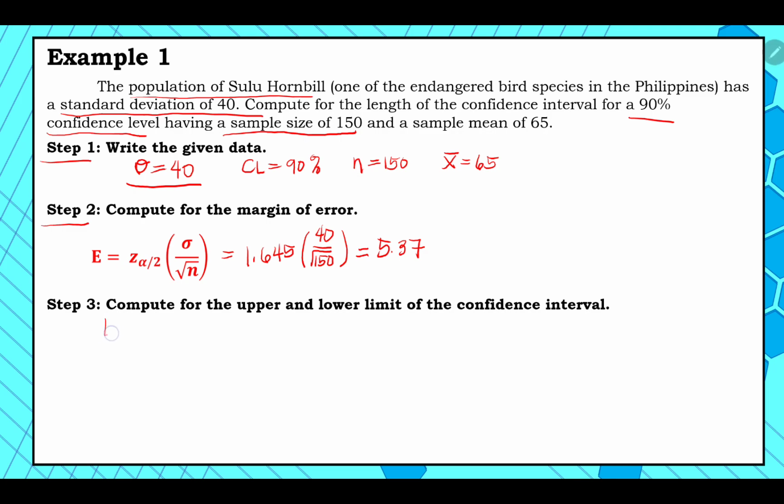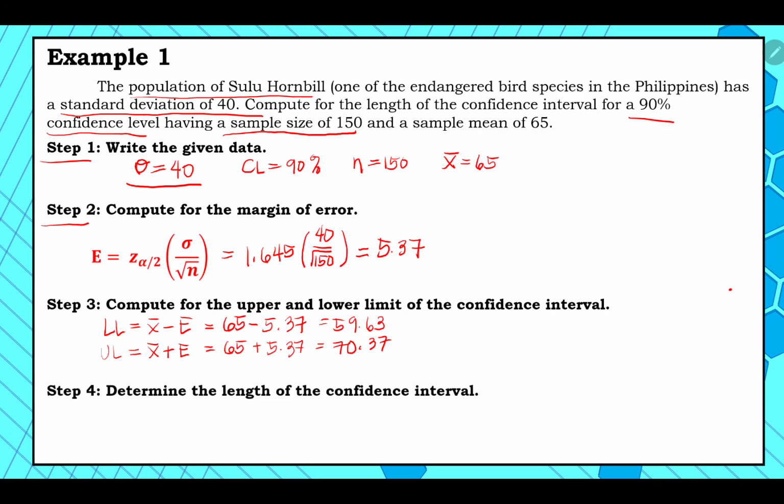So, ang ating lower limit is equal to mean minus the margin of error, which is, ang mean natin dito ay 65 minus 5.37. So, when you use a calculator, 59.63. For the upper limit, we'll have margin of error added to the mean. So, that is 65 plus 5.37. So, that is equal to 70.37.